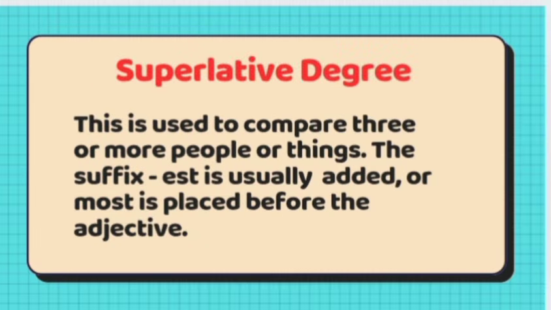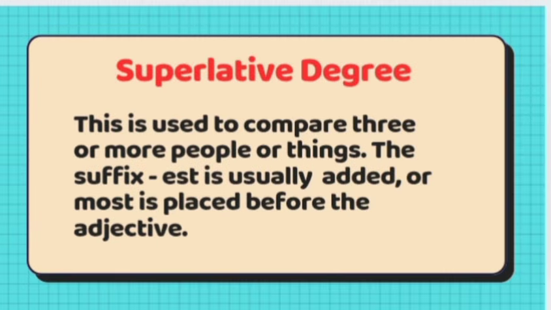Next comes the last degree of comparison, that is the superlative degree. This is used to compare 3 or more people or things. Comparative degree, we used to compare 2 things or 2 people. And here 3 or more. The suffix est is usually added or most is placed before the adjective.